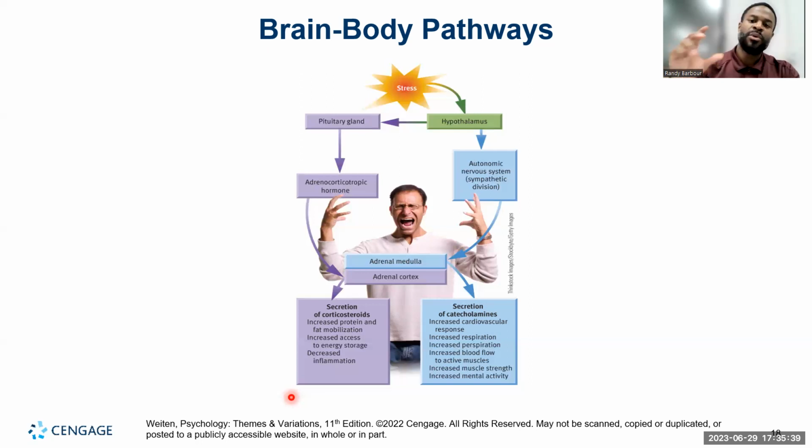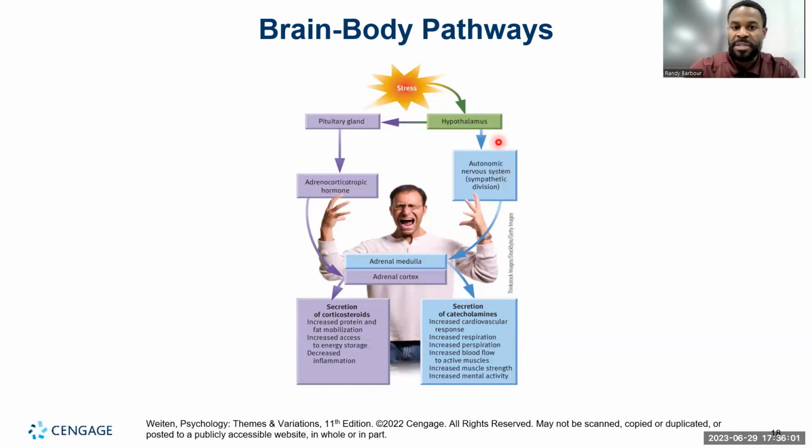Okay. So again, with these two pathways, it happens almost instantly. These are automatic systems. The hypothalamus is the control center. It sends information to the pituitary gland, and then it automatically starts the autonomic nervous system with the sympathetic division.